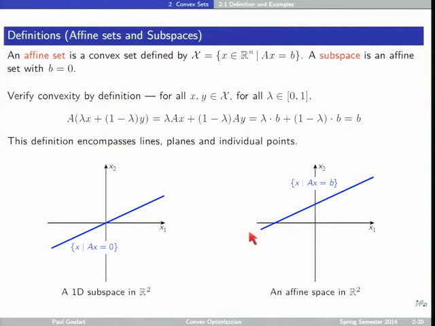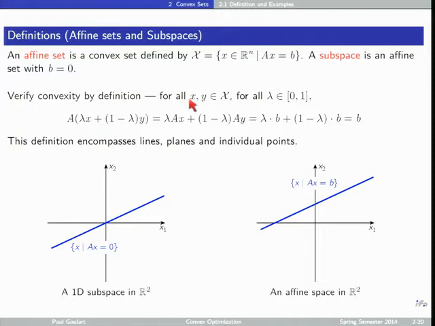Every point on the line is in the set. And if I take the special case that b is equal to 0, then I get this line passing through 0. Now I have the set of x's that satisfy Ax equals 0, so this is the null space of A. I claim to you that it's a convex set, and you can prove it very easily. You just plug in the definition of convexity and check whether every point satisfies it.